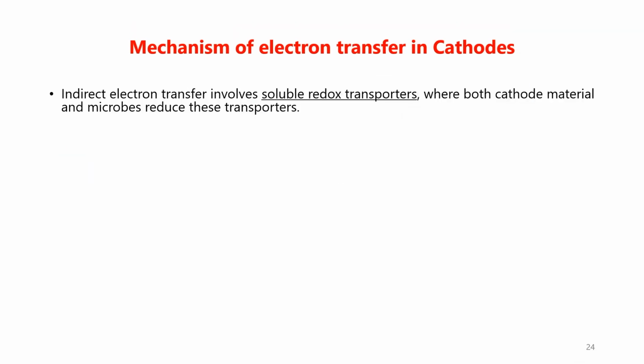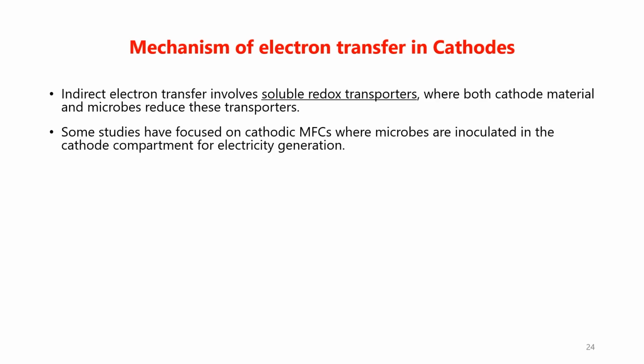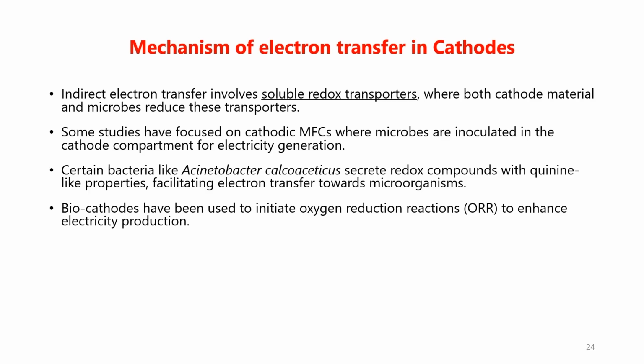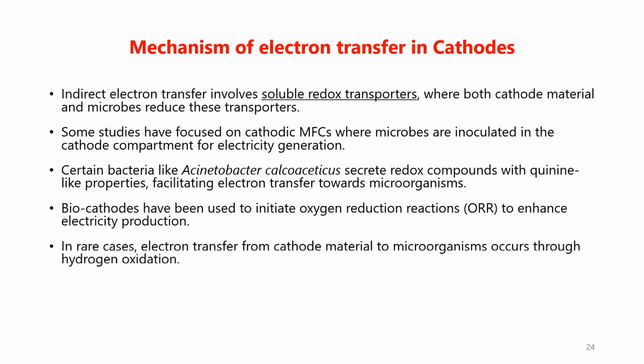electron transfer. So, indirect electron transfer involves soluble redox transporters where both cathode material and microbes reduce these transporters. Some studies have focused on cathodic MFCs where microbes are inoculated in the cathode compartment for electricity generation. Certain bacteria like Acinetobacter secrete redox compounds with quinone-like properties facilitating electron transfer towards microorganisms. Biocathodes have been used to initiate oxygen reduction reactions to enhance electricity production.